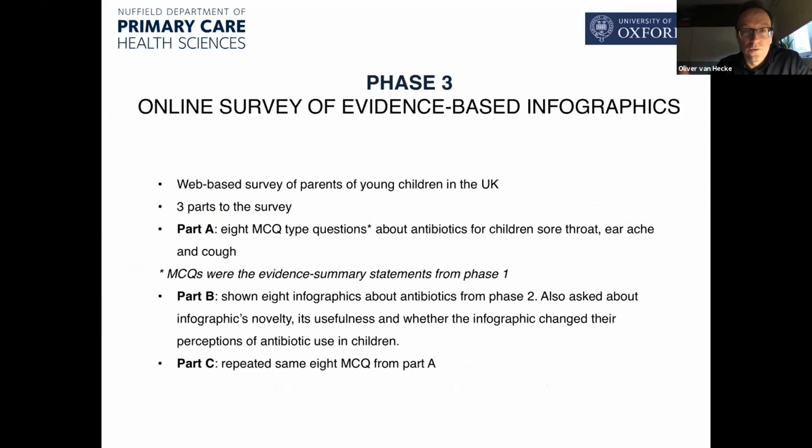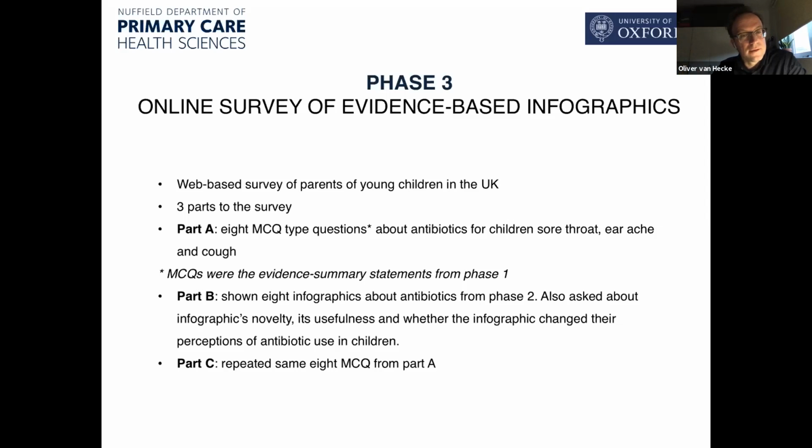And the last one was related to phase 3, and very simply, phase 3 had 3 parts to the survey. Part A was where we set aside 8 multiple choice questions, or MCQs, about antibiotics for these 3 different infection groups. In particular, these questions were in fact the evidence-based statements from phase 1 that had been transformed into EBIs in phase 2. Respondents then selected an answer from a list of 5 answers.